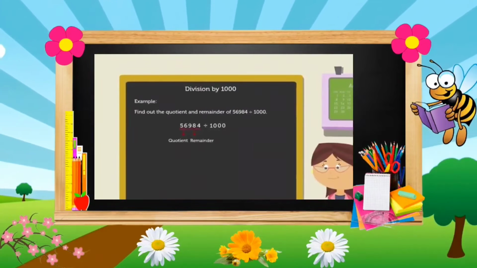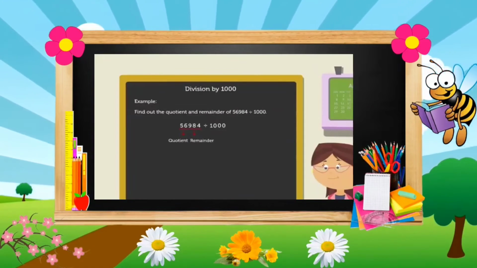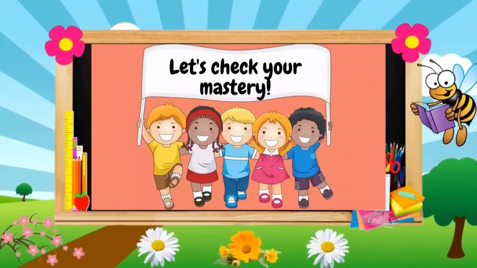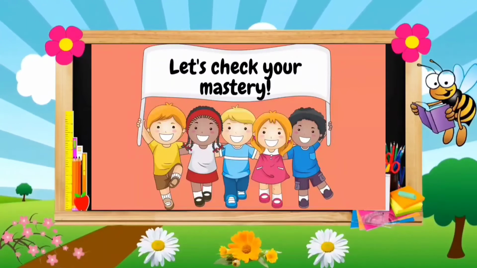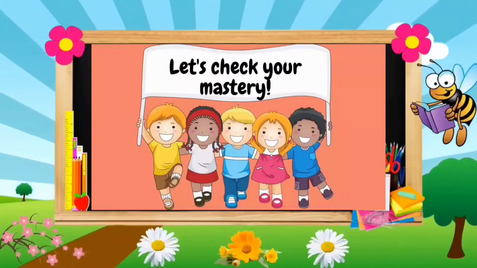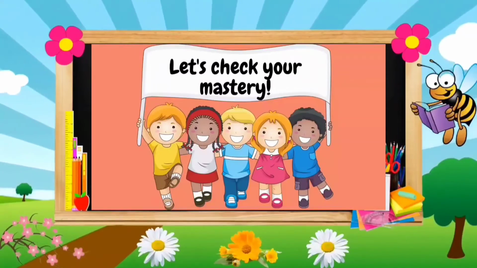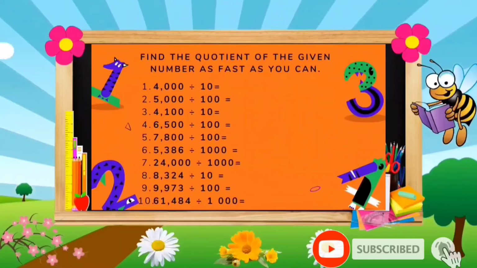Wasn't it easy dividing by 10, 100 and 1000? And now, it's your time to solve. To check your mastery in 5 minutes, find the quotient of the given number as fast as you can. Your timer starts now.